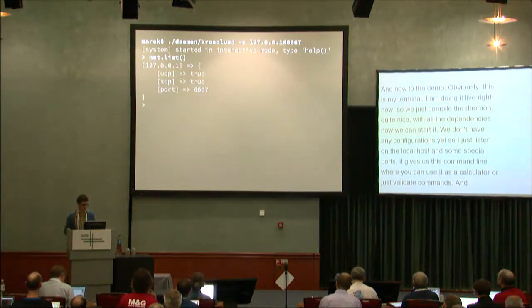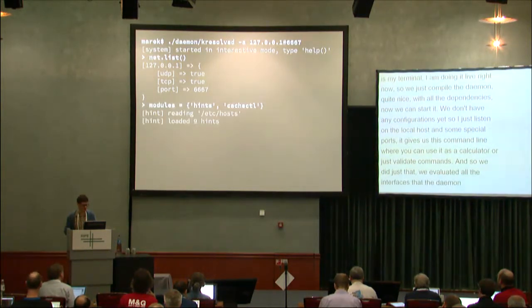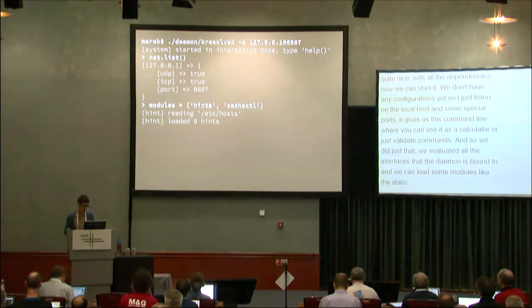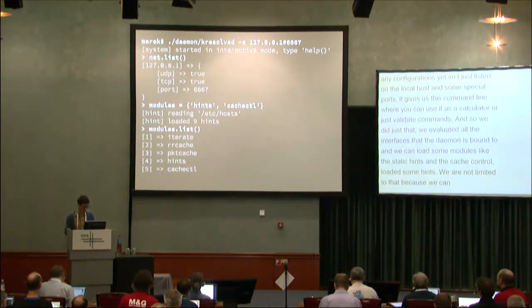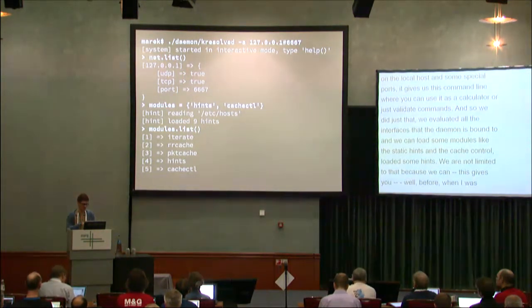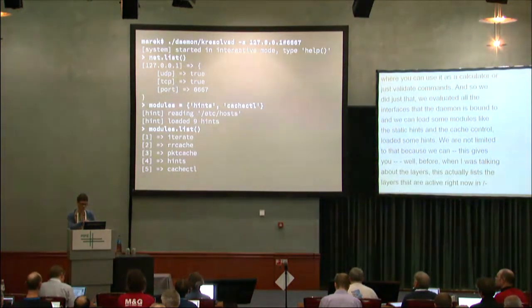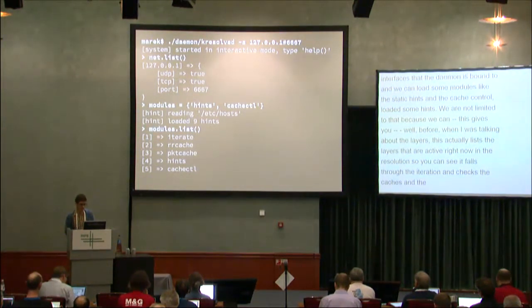And so we did just that. We evaluated all the interfaces that the daemon is bound to. We can load some modules like the static hints and the cache control. It told us it read the etc hosts and loaded some hints. We're not limited to that, because we can list the layers. Before, when I was talking about the layers, this actually lists the layers that are active right now in the resolution, so you can see it falls through the iteration and then checks the caches and the hints. So it does it in this order.